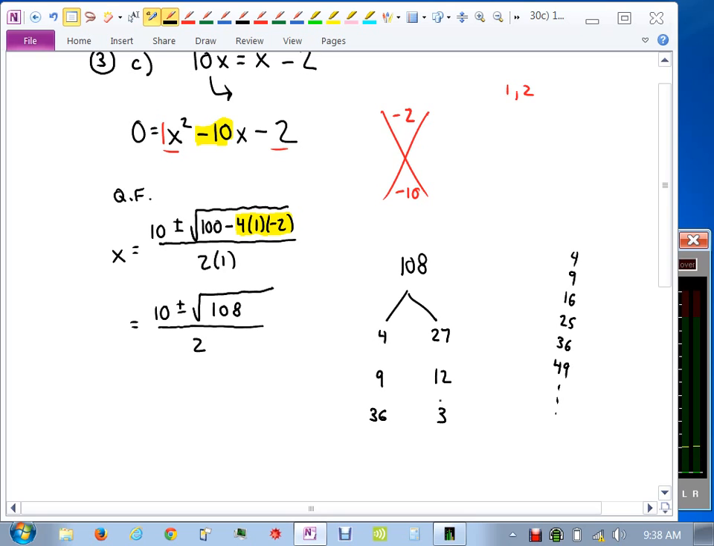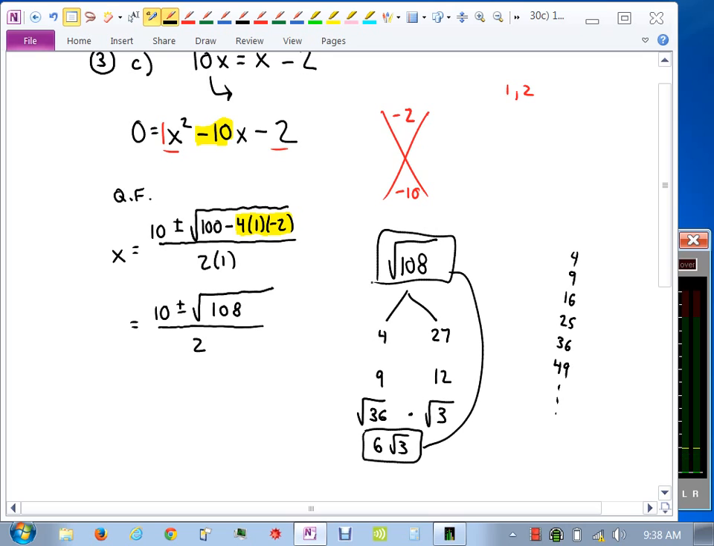36 and 3. That means that I can take the square root of 108 and look at it as being the square root of 36 times the square root of 3. Square root of 36 is 6, and then times root 3. So basically, I can rewrite square root of 108 as this. So I have this equals 10 plus or minus 6 root 3 all over 2.